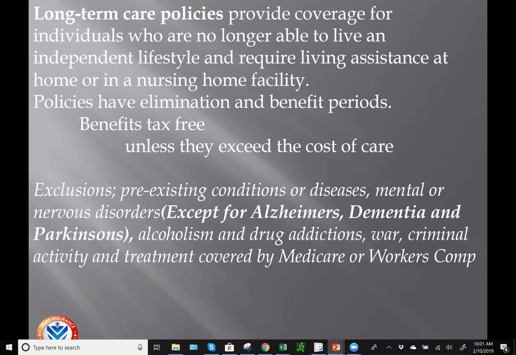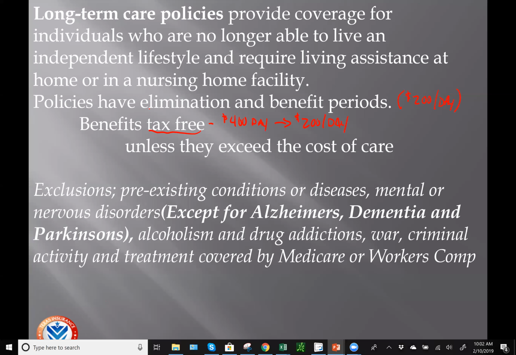Long-term care benefits will be tax-free to the insured unless the benefit exceeds the daily cost of care. So let me give you a quick example so you can see how it works. Let's say you have a long-term care policy with a benefit of $200 a day if you got confined to a long-term care facility. Let's say you get confined to a facility and the cost of care is $400 a day. You're going to get $200 a day because that's how much you purchased.